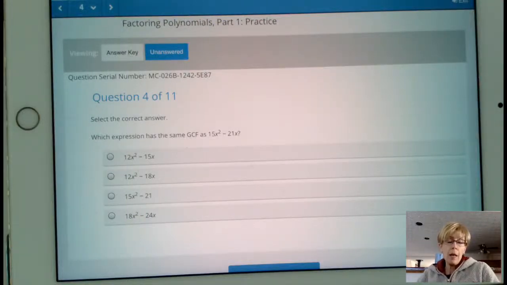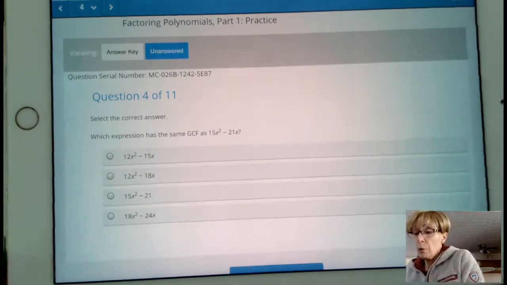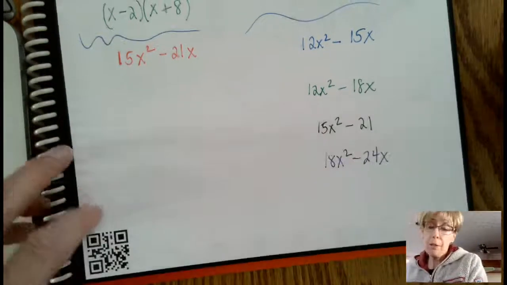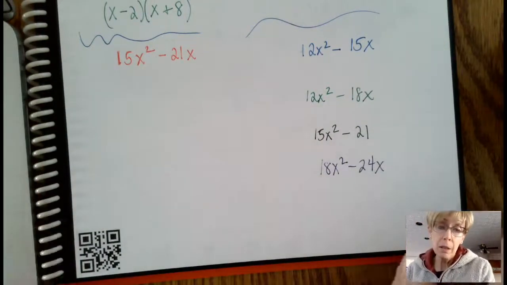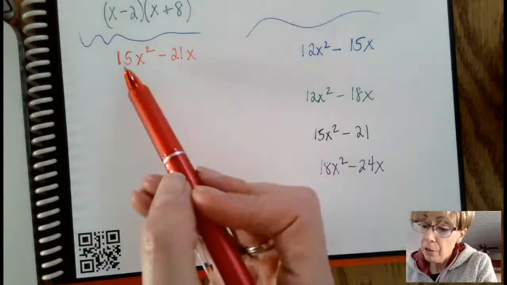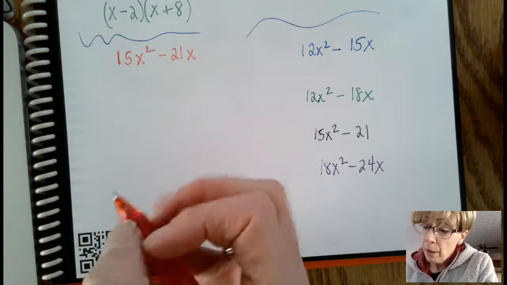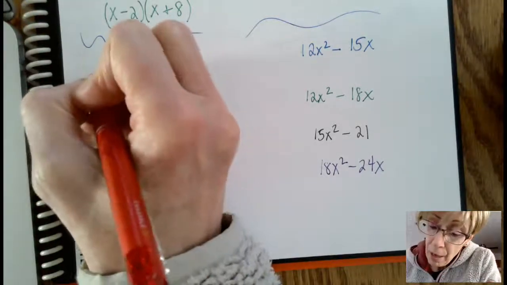Which expression has the same GCF, which means greatest common factor, as 15x squared minus 21x? So the first thing that we need to do is write this down, and then we're going to find the greatest common factor. We don't even really have to factor, but we do need to find the biggest number, first of all, that divides into both 15 and 21. And if we start thinking about it, it ends up to be 3.